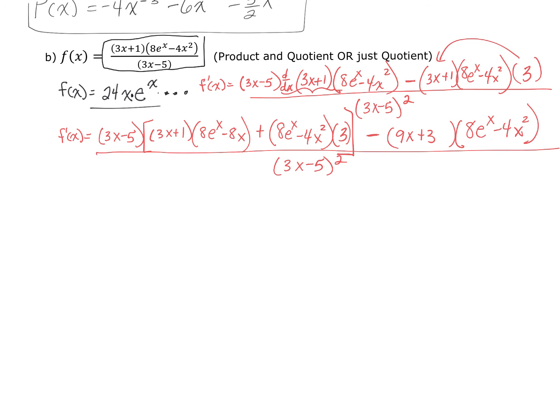Now I have choices here. I do notice that I have an 8e to the x minus 4x squared in what would be 2 of the terms, but I don't have it in all 3. So I'm just going to take the opportunity to multiply this out. I recommend that you do so also. I will put a simplified form up, but make sure that this is.